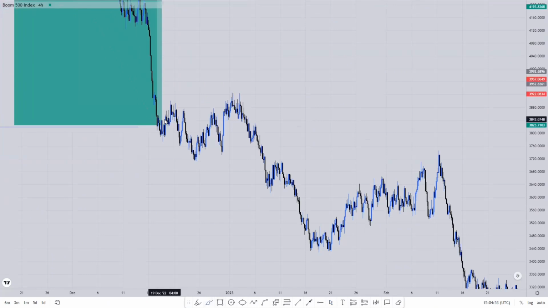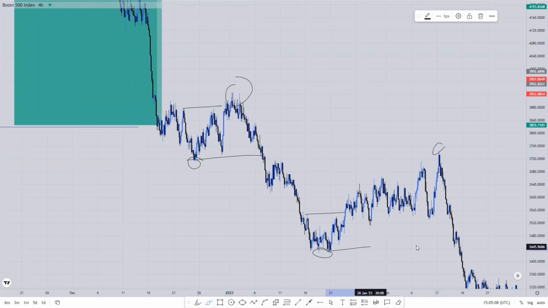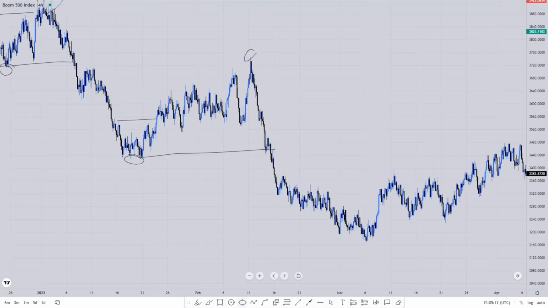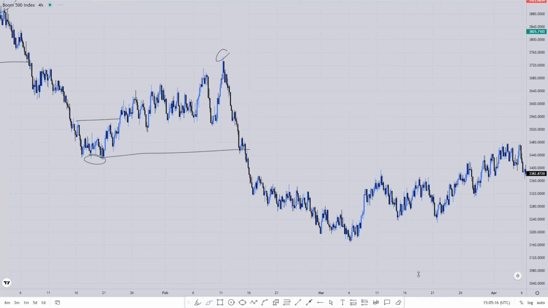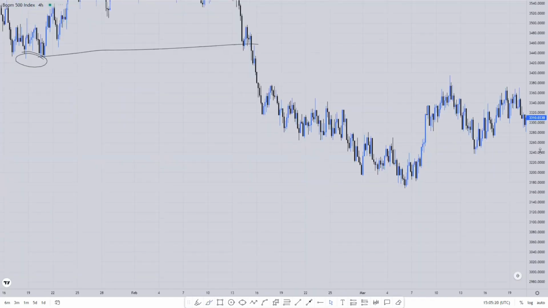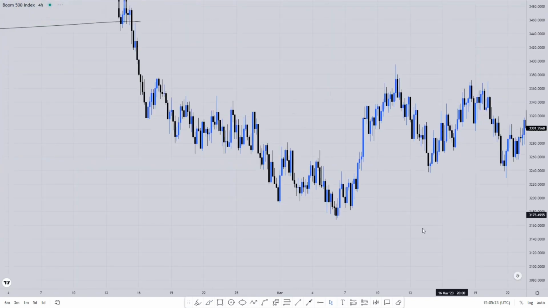So the most important thing is identification of structure. That was a low, that's a high. We broke structure, that's a low, that's a high. We broke structure. We follow, we follow, we follow. We zoom in. If you can't see properly, you can zoom in as much as you want, like this.